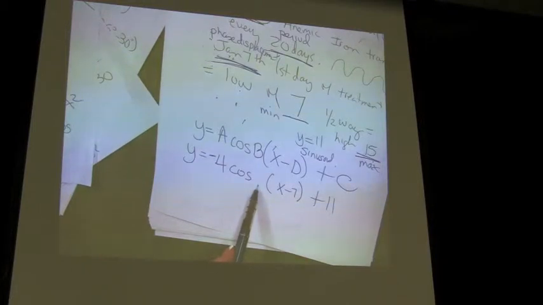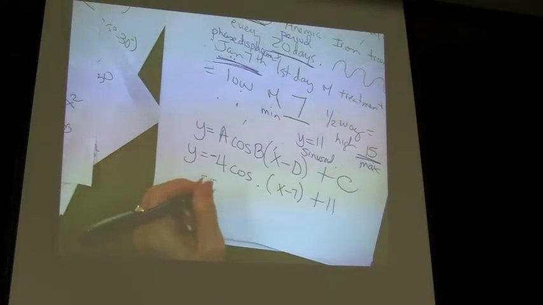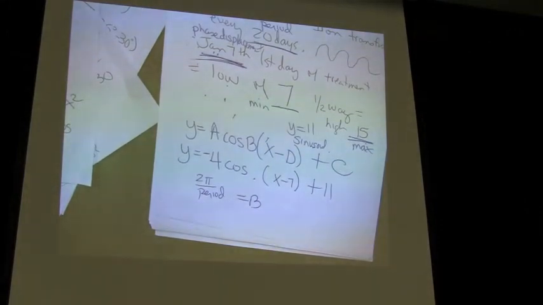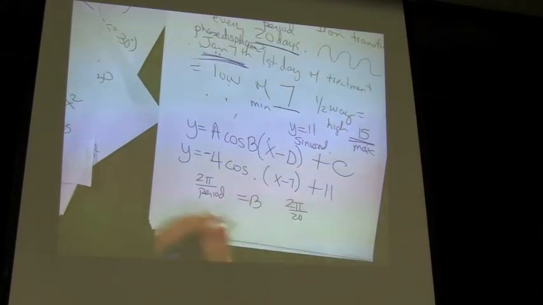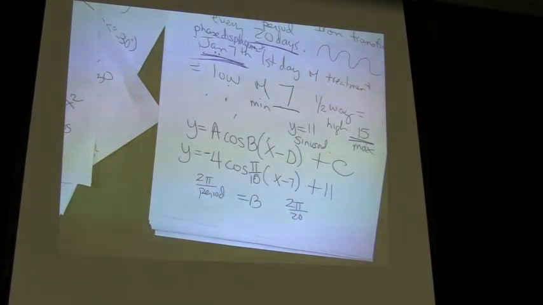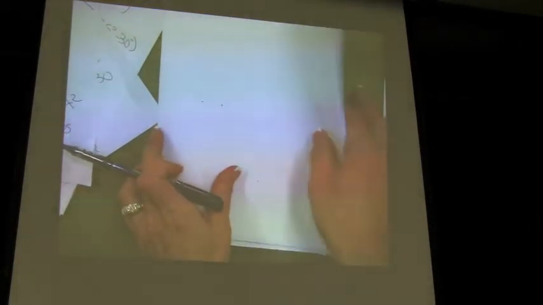B is the hardest thing to put in the problem. 2 pi divided by the period is B. We don't know B, but we know the period. The period's 20. So 2 pi divided by 20, in other words, pi over 10, is B, sorry. The period's 20. Pi over 10 is B. So if we were to graph this problem, y equals -4 cosine pi over 10 (x minus 7) plus 11.